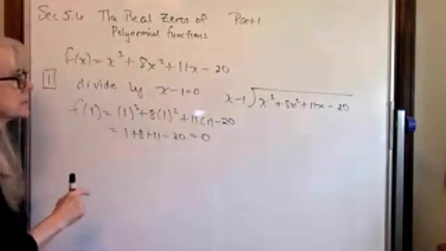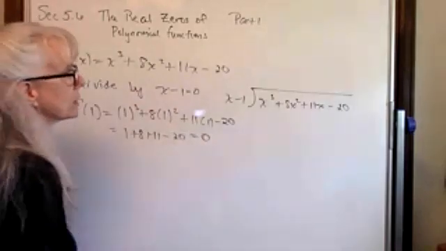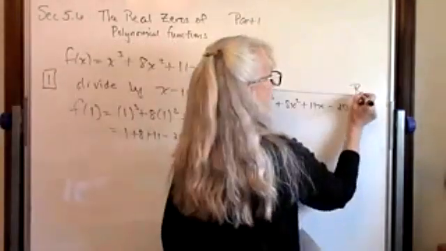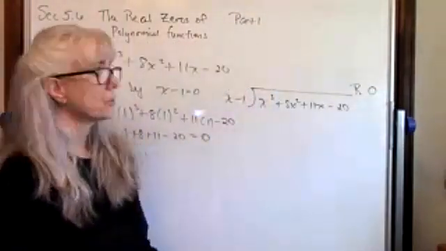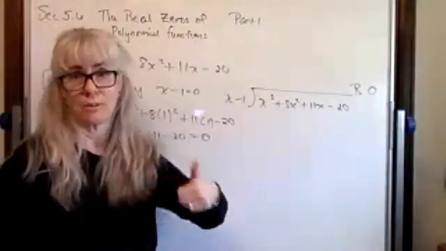So what we're saying is that this 0 is the same thing you would get if you did this division process. You'd have a remainder of 0. So this was much easier than that, no doubt about it.